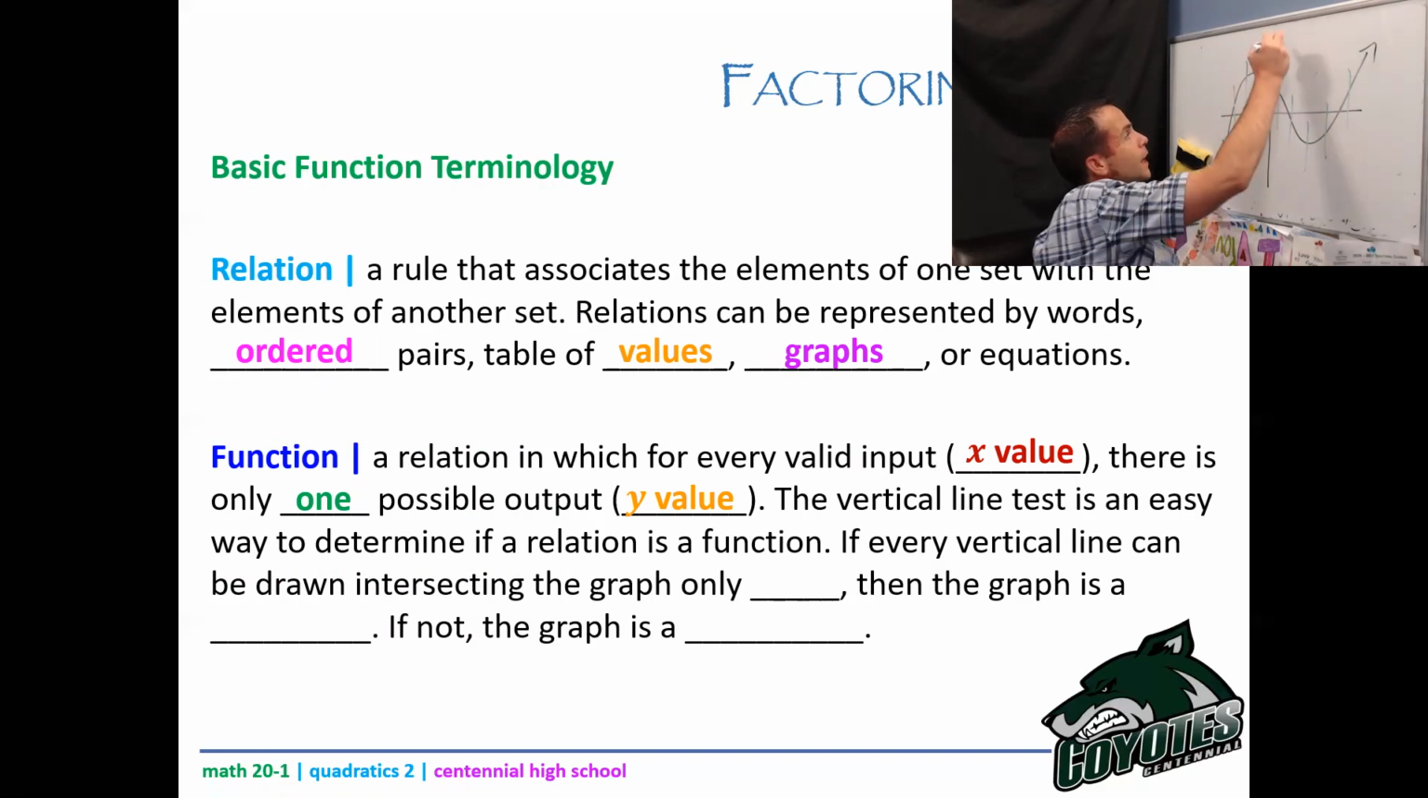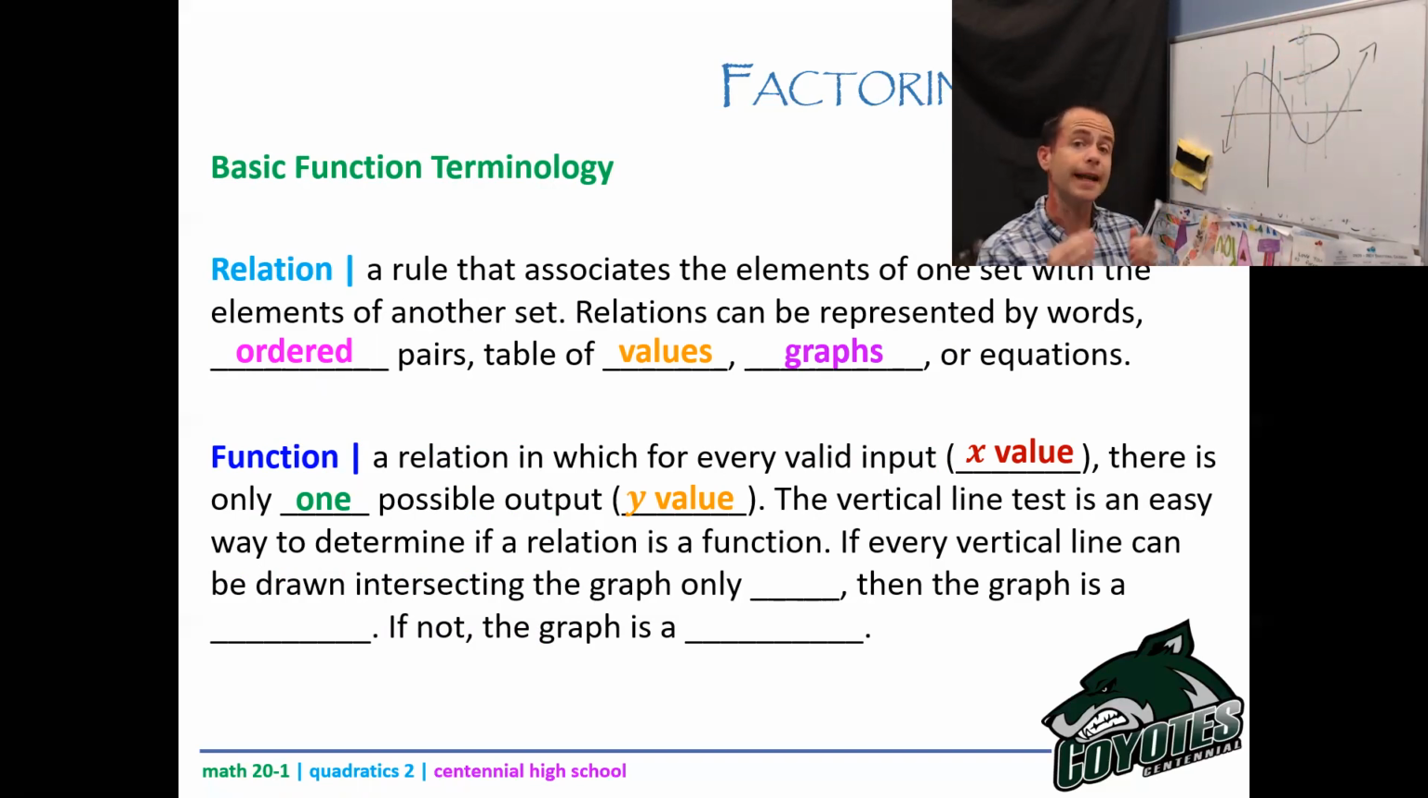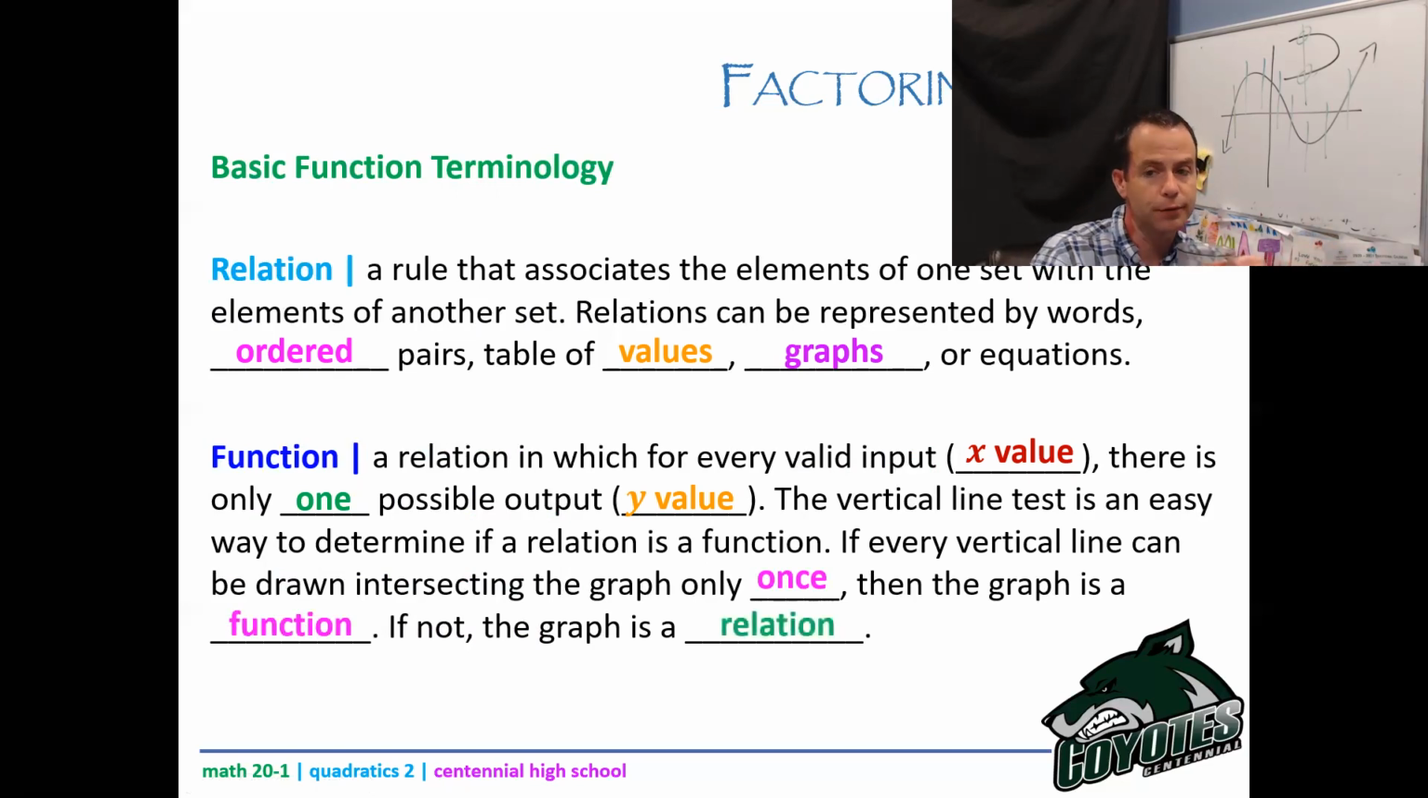If at any time, let's say I had something that looked like that up there, if I tried the vertical line test on that guy, uh-oh, it hits twice. If at any time it hits twice, it's no longer a function. It's still a relation. All of these are relations, right? But it's not a function anymore. In order to call it a function, there has to be only one y for every single x, okay? Okay, so the vertical line test is an easy way to determine if a relation is a function. If a vertical line can be drawn intersecting the graph only once, then the graph is a function. If not, all we can do is call that graph a relation, okay?